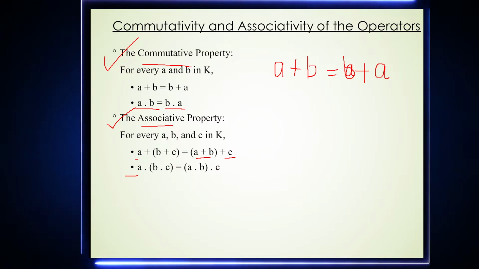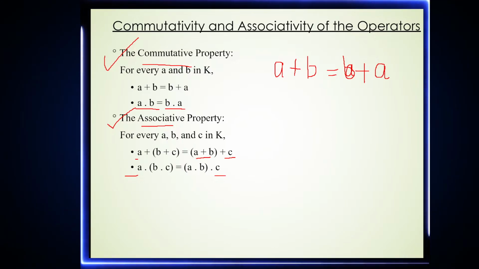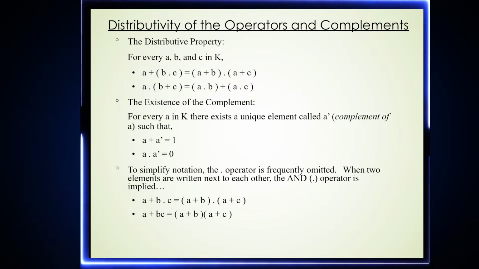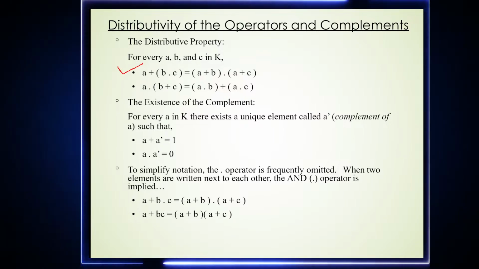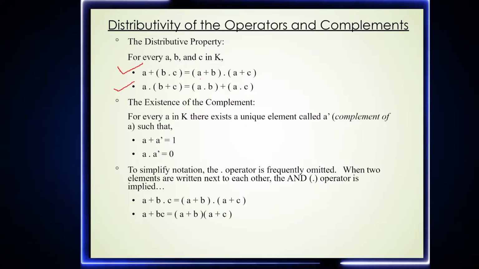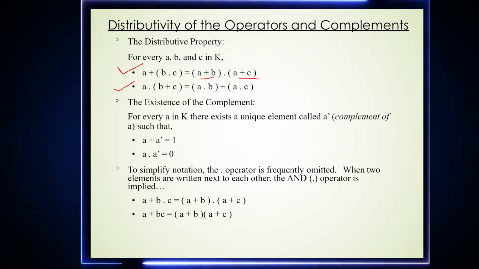Similarly for the dot operation, a dot (b plus c) equals (a dot b) plus (a dot c). Yes, so these are two basic properties, commutative and associative. Now next is the distributive property. Yes, you have to remember this: a plus (b into c) equals (a plus b) dot (a plus c).